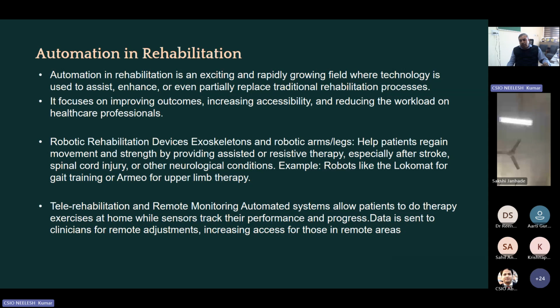And there is specialized software and different functions which can be based on your disability or impairment like stroke or spinal cord injury or other neurological conditions.